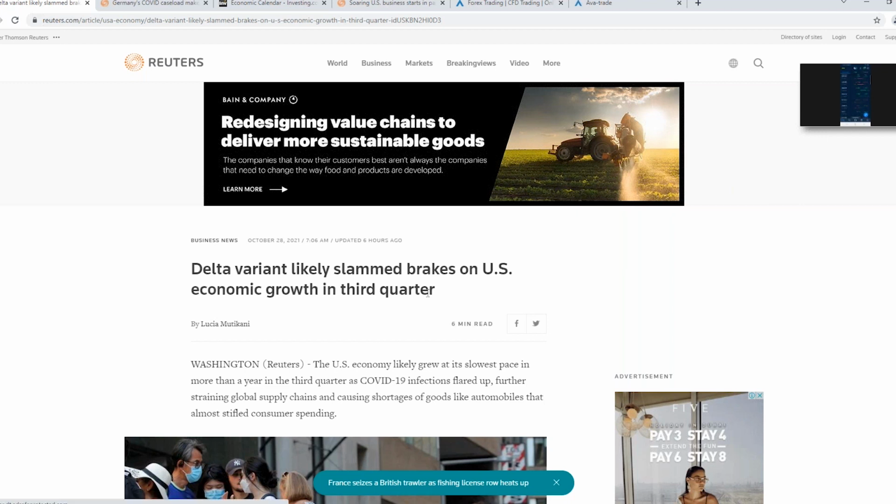Growth numbers coming out, big economic reports on the economic calendar today. This article is leaning towards thinking that maybe the GDP numbers could disappoint because of the Delta variant, the COVID variant, maybe slamming the brakes on US economic growth.